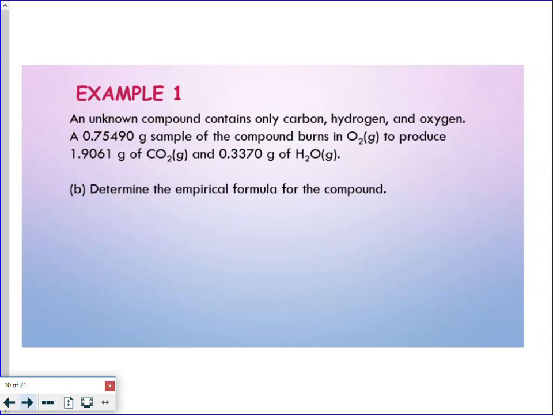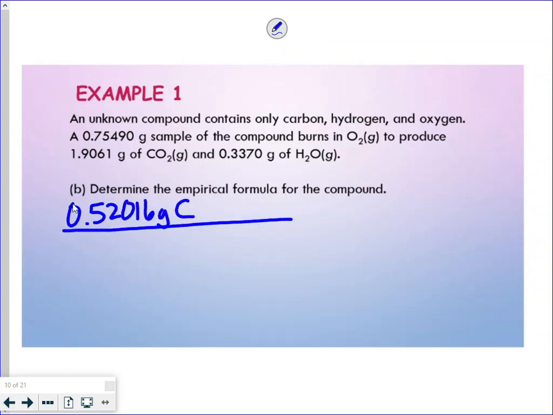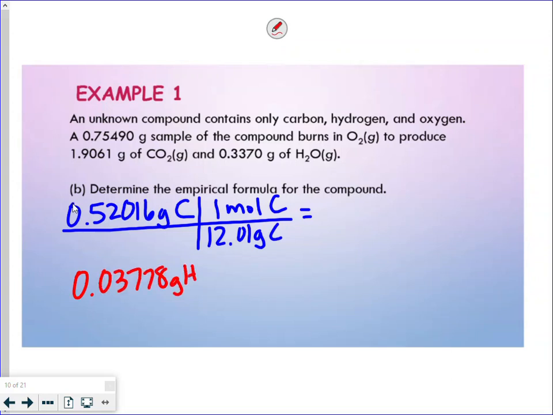So now we need to do our little t-charts. So we have 0.052016 grams for the carbon. Change that to moles, 12.01 grams carbon equals 1 mole carbon. Then we're going to change our hydrogen over. Same procedure as before when we were doing empirical and molecular formulas. That equals 1 mole of hydrogen. And last but not least, our oxygen.